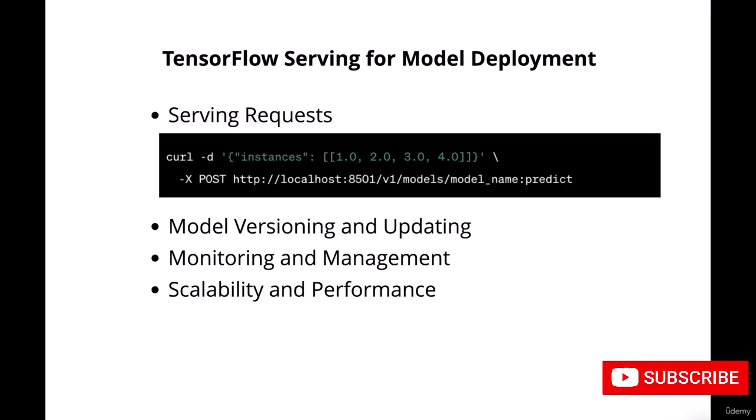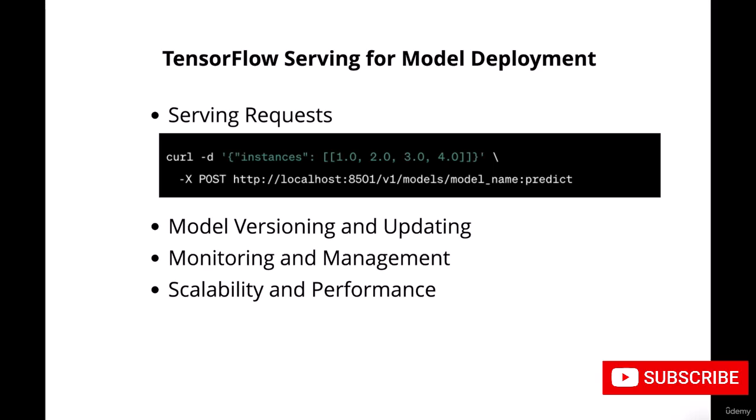Next step is serving requests. Once TensorFlow Serving is running, you can send inference requests to it using HTTP or gRPC protocols. The model name and the version are specified in the request URL or headers. Example of sending an HTTP request for inference: here you can call curl -d and pass the instances 1, 2, 3, 4, pass their values, and you can post it to, let's say if you're running on your localhost, 8501/v1/models/model_name:predict. So this is how you can pass and get the request passed to the HTTP server.